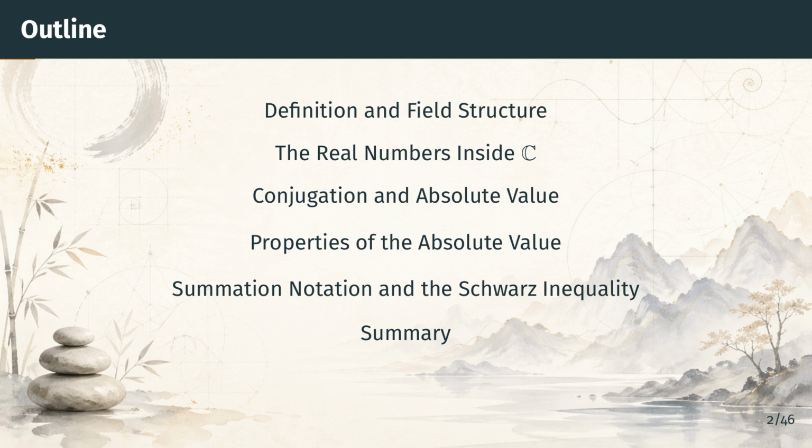Here is our outline for this section. We begin with the definition of complex numbers and verify that they form a field. Then we show how the familiar notation a plus bi arises naturally. Next, we study conjugation and the absolute value, establishing the triangle inequality. Finally, we prove the Schwarz inequality, which will be important throughout the rest of the book.